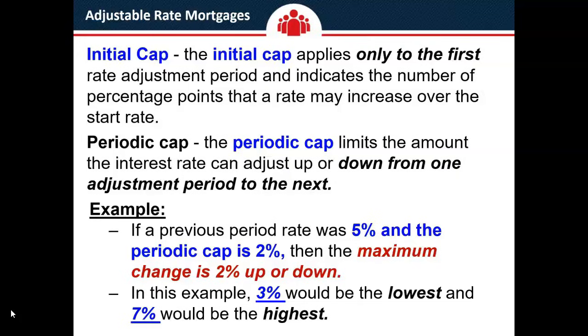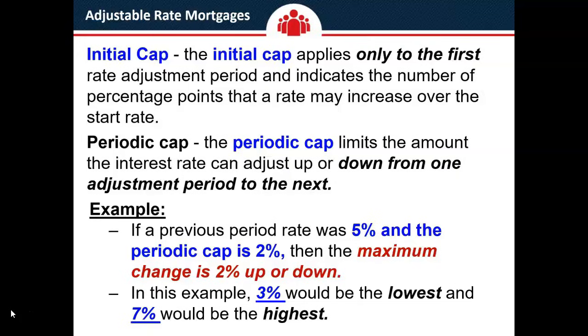But what's the highest that it can go? If you're starting at 5, what's the highest it can go from that start rate of 5 if the periodic cap is capped out after it increases by 2%? The highest it can go is 7. Think about it. You have a start rate of 5% with a 2% periodic cap, meaning it can go up or down, but no more than 2%. So if it's starting at 5%, the lowest the rate can adjust down to is 3.